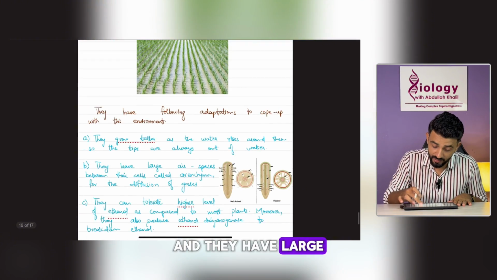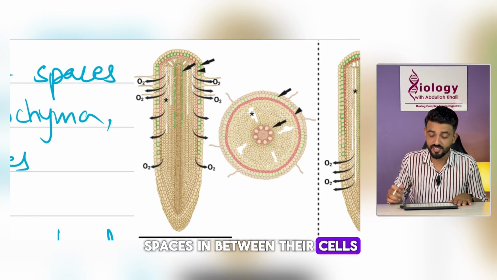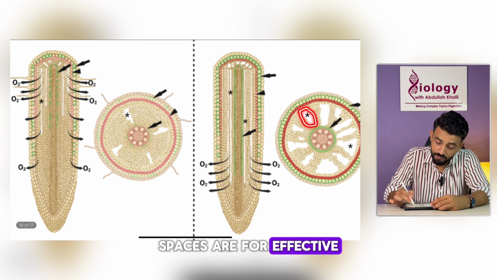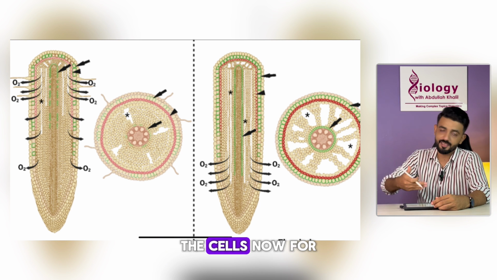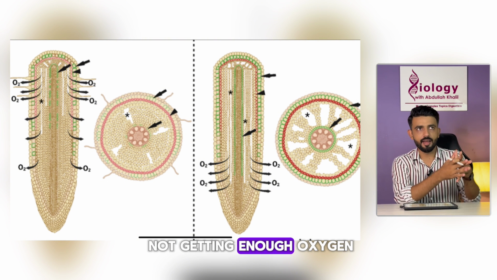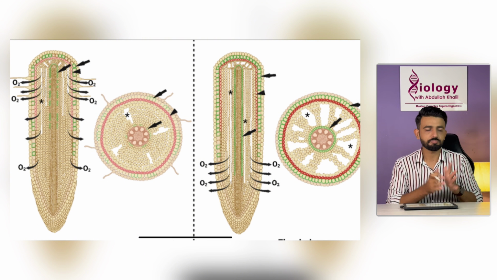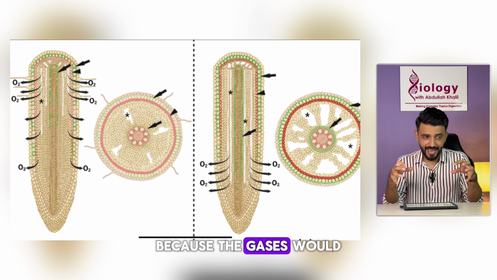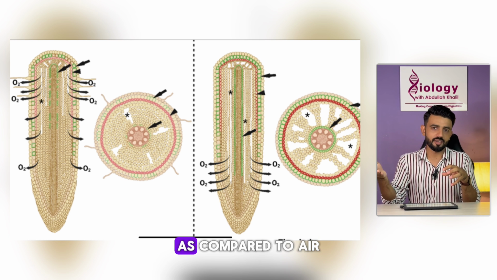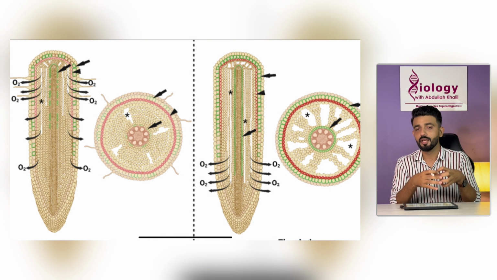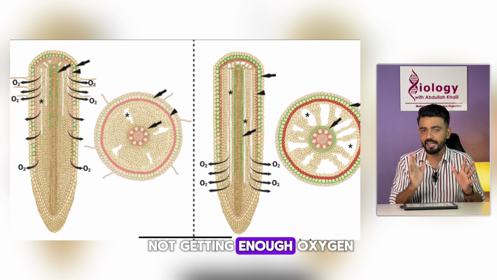And they have large spaces in between their cells, large intercellular spaces. These spaces are for effective diffusion of gases within the cells. Now, for a normal plant, when the cell is not getting enough oxygen, what would happen? Especially the root cells, because gases diffuse really slowly in water as compared to air. Obviously, the gases are diffusing slowly in water. Especially the root cells are not getting enough oxygen.